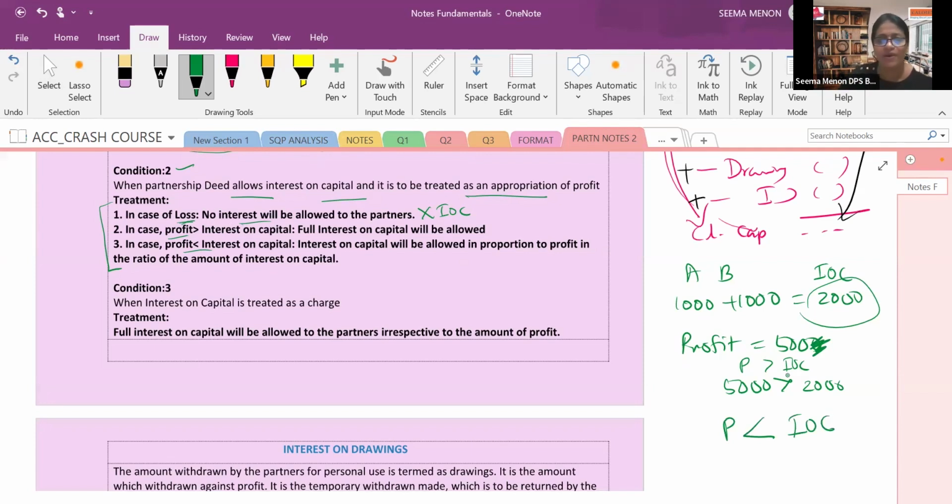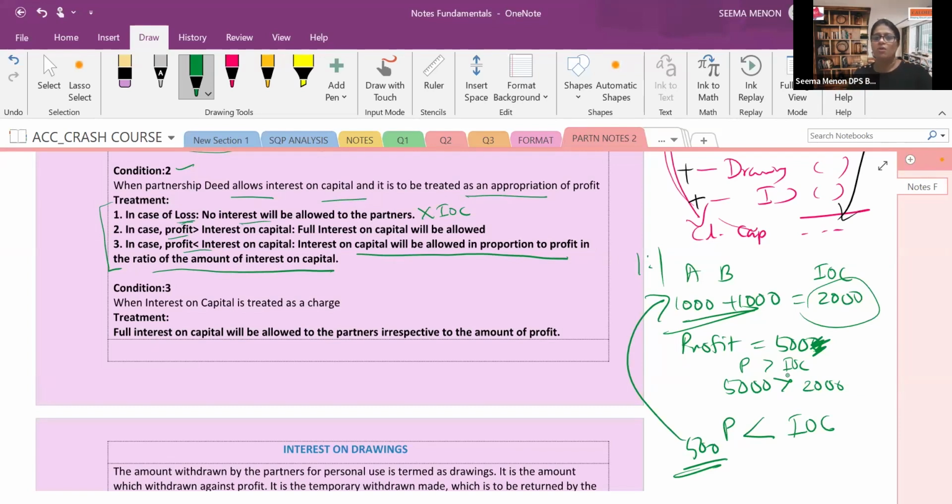Then how will we be giving? We will be giving the interest in the profit sharing ratio. You can see here, interest on capital will be allowed in proportion to profit in the ratio of the amount of interest on capital. So our profit is only 500. How will we distribute the profit? This profit will be distributed in the ratio of interest on capital, that is 1:1.